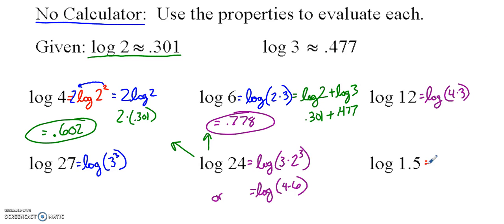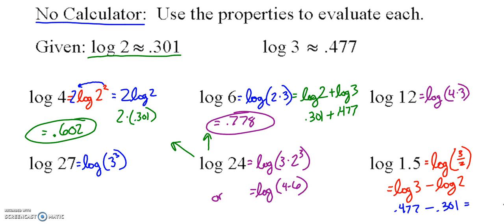The last one here is one I like because it's one I think we overlook. I can get 1.5 by doing log of 3 halves, 3 over 2. And remember, if I'm dividing 3 divided by 2, that would be log 3 minus log 2. The denominator, the 2, is a negative term when I split it up. And then I could plug in those values, 0.477 minus 0.301, and I could get a value for log of 1.5, again without a calculator, of 0.176.